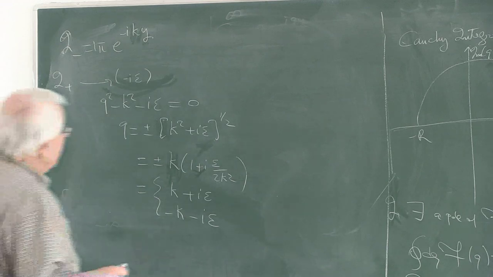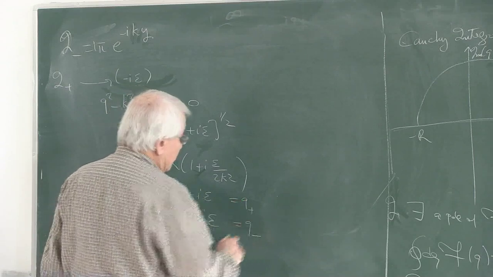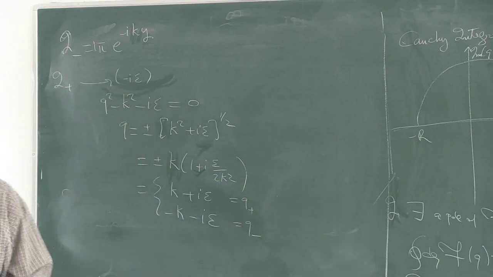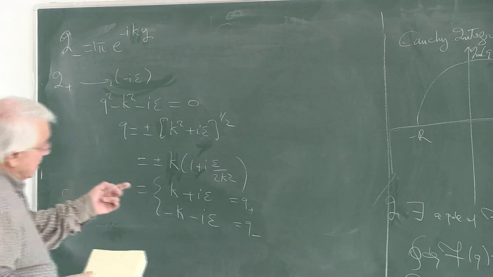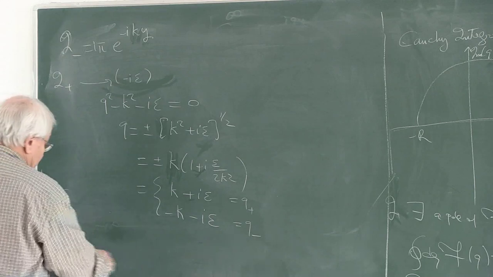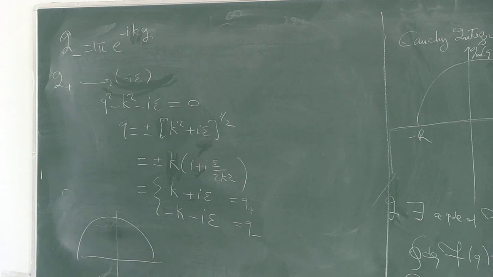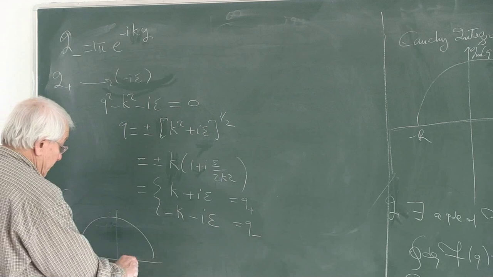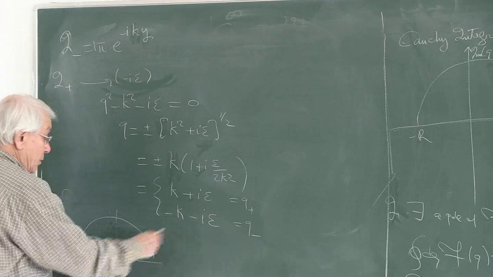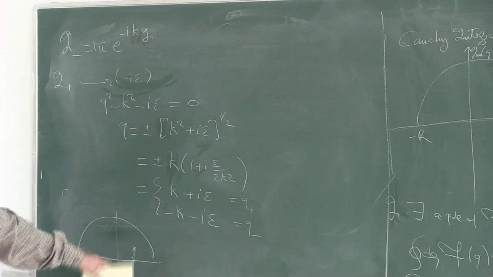For this new case, however, let's give them names, Q plus and Q minus. And the label plus and minus is decided by the sign of the i epsilon. So let me plot the picture to see where those poles are. That's a large enough R, the closed contour, closed up again. We have this K plus and minus K minus. So minus K minus is out. It is the Q plus pole which is inside.